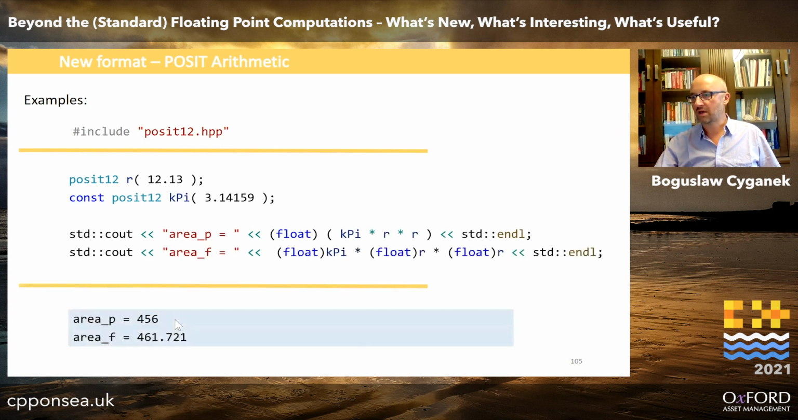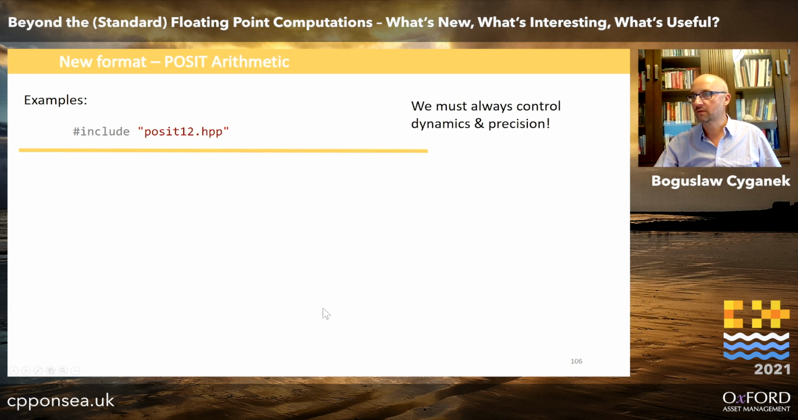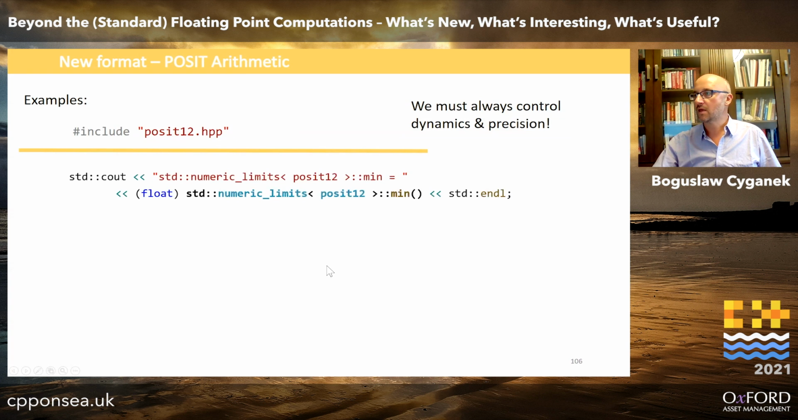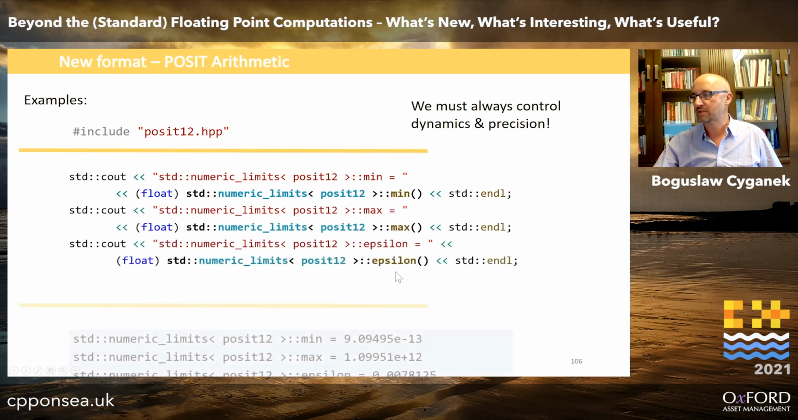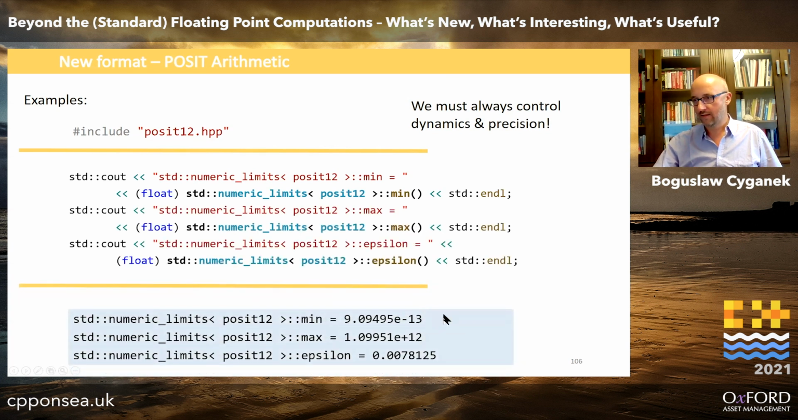Here we compute our area and we compare with the floating point value. So here is the result. There is a difference. So let's measure the difference. So difference is 1% of accuracy, but 62.5% data compression. So that's the point. But we must always control dynamics and precision. So for this reason, we have numerical limits for POSIT, so we can read out minimum, maximum value, epsilon, like this.